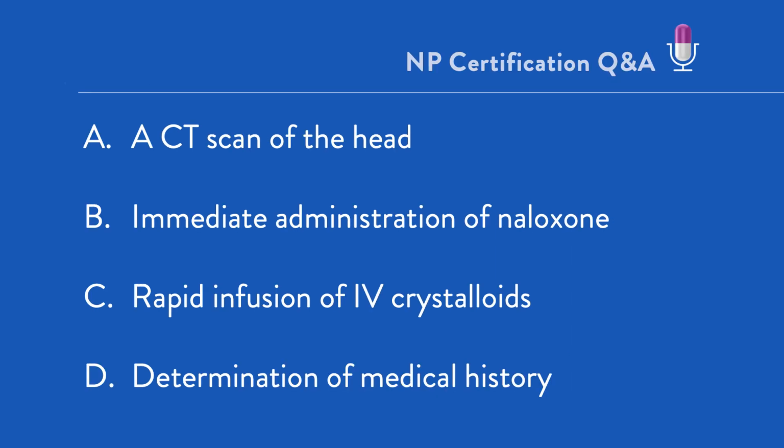A, order a CT scan of the head. B, immediate administration of naloxone. C, rapid infusion of IV crystalloids. Or D, determination of medical history. And so it will be important that you recognize that B is the correct answer. Absent any further information, this clinical picture is highly suggestive of an opioid overdose, and naloxone must be administered immediately.